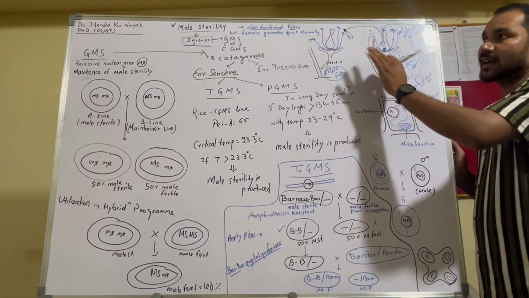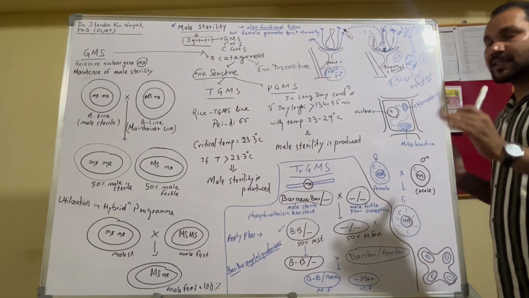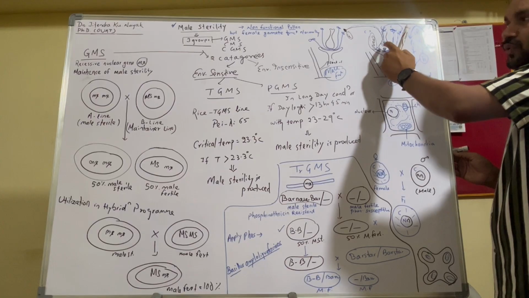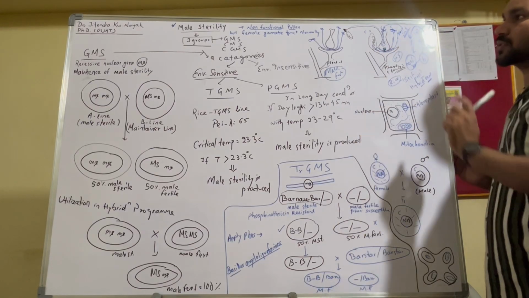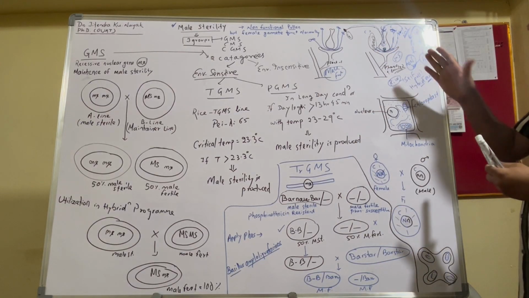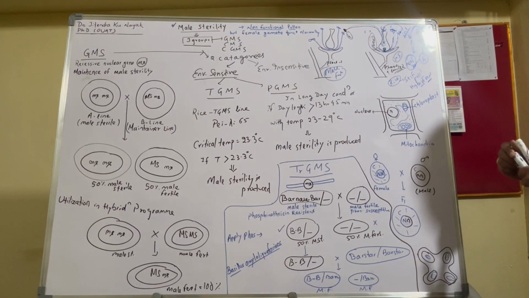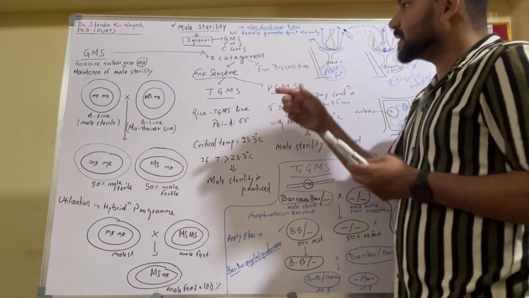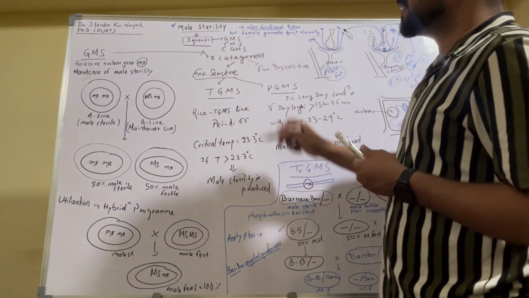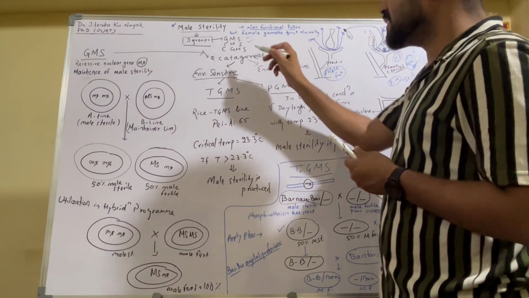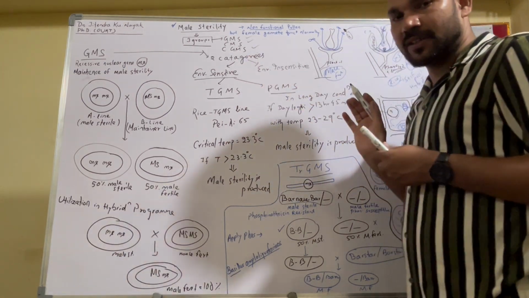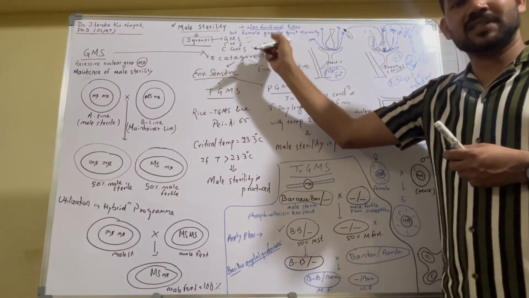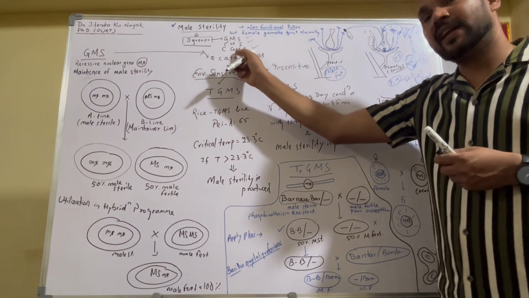Okay, so this is the concept behind male sterility. Hence the male sterile plants, which act as female plants, are used for hybrid seed production. Then coming to male sterility, it is divided into 3 groups: genetic male sterility, cytoplasmic male sterility, and cytoplasmic genetic male sterility.